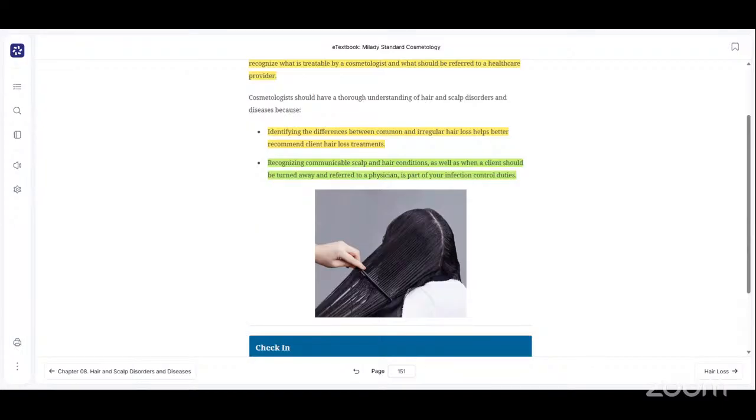So that's canities, and we talk about scalp and hair conditions. There's a term for split ends, trichoptilosis. So many terms. The term for dandruff is called pityriasis. And just learn your terms because they're fun.